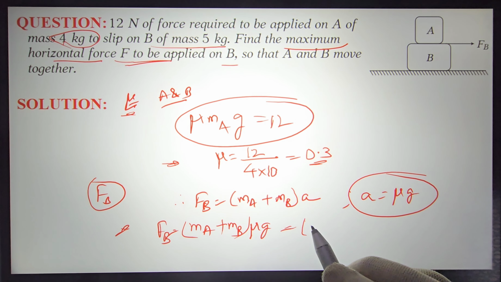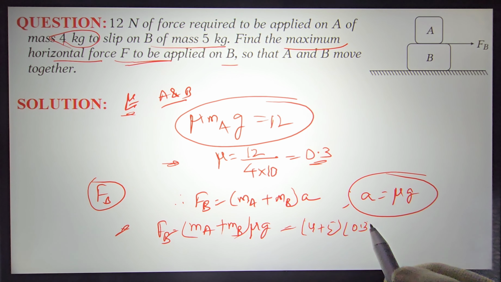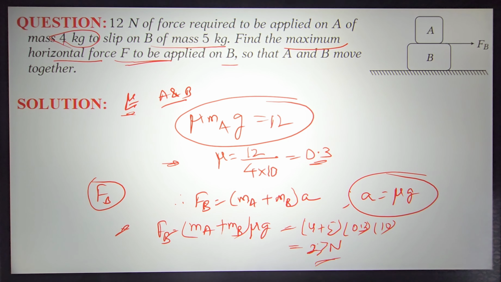So MA is 4 plus this is 5, right? And this is 0.3 into 10. So finally, if you solve this, you get 5 plus 4, 9, into 3, 27 Newton. So this is the answer for this problem. Clear?